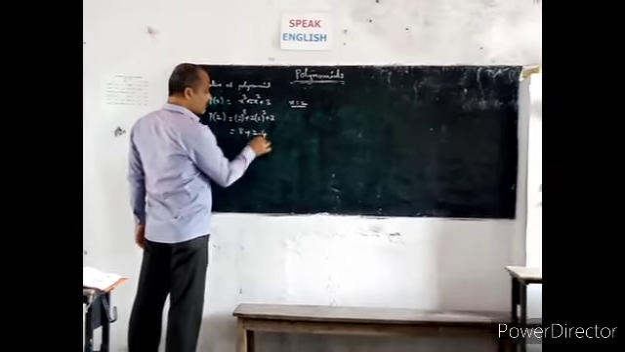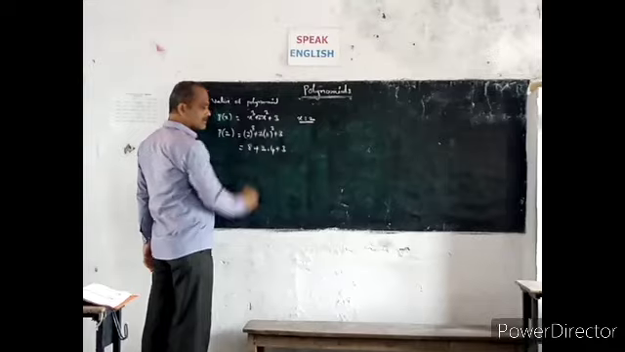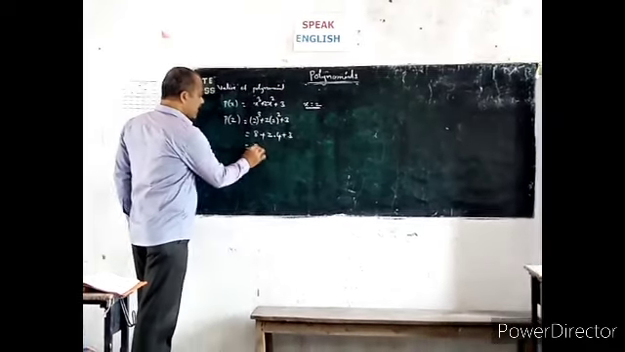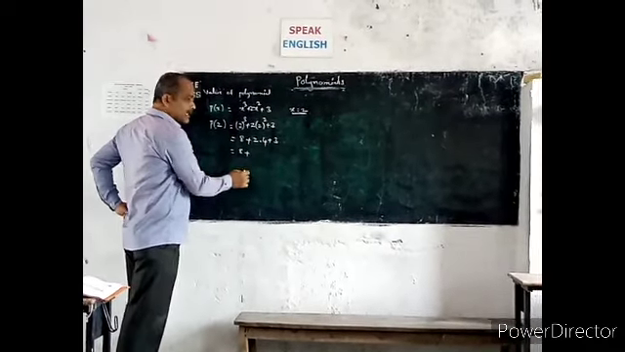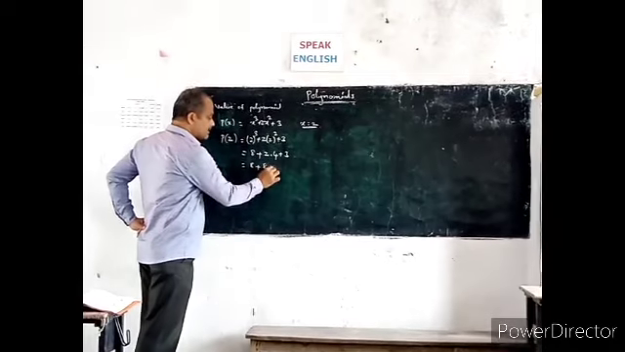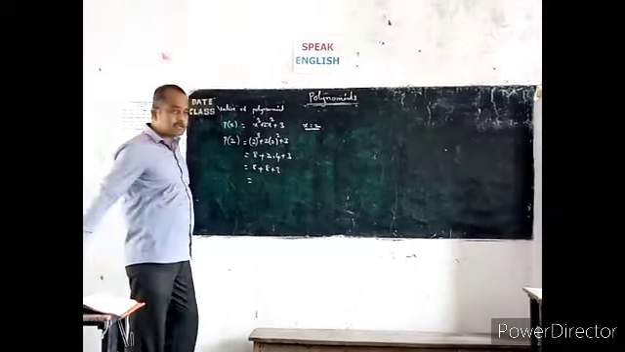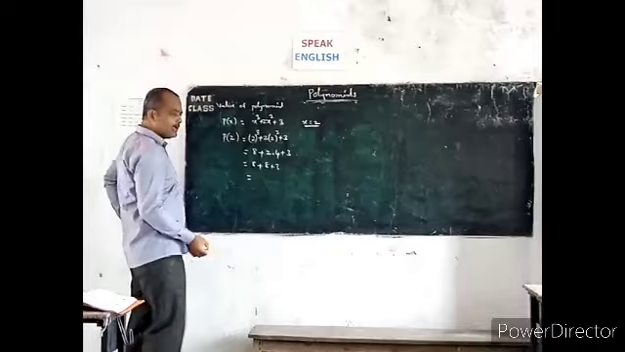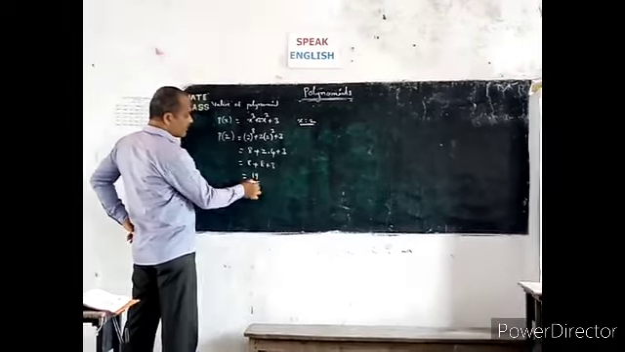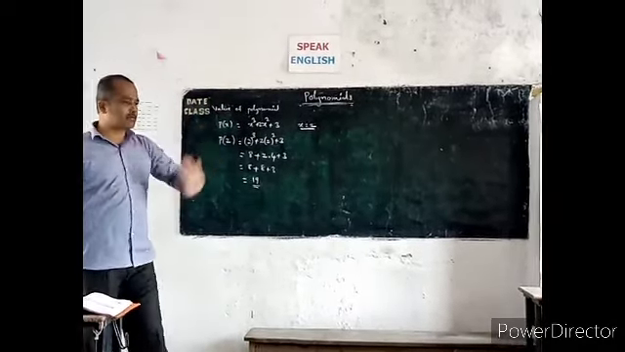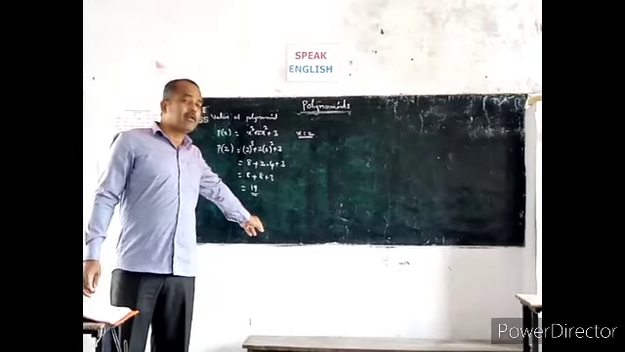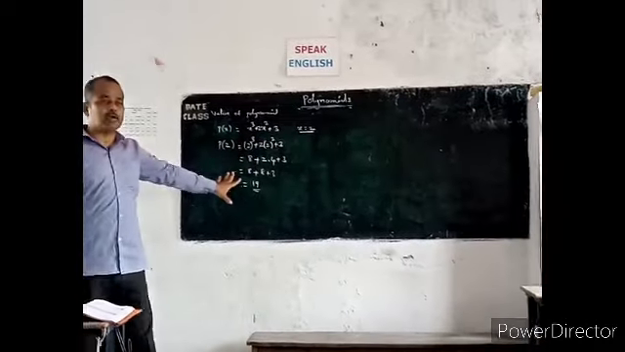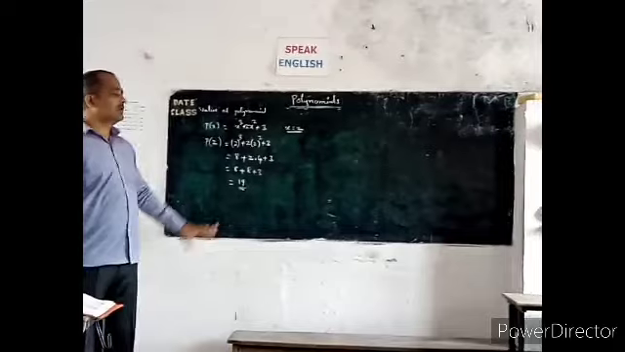Now 2 2s are 4. That is plus 3. Now next, 8 plus 2 4s are 8, plus 3. 8 plus 8 is 16. 16 plus 3 is 19. So the value of this polynomial at x equals 2 is 19. This is called the value of the polynomial.